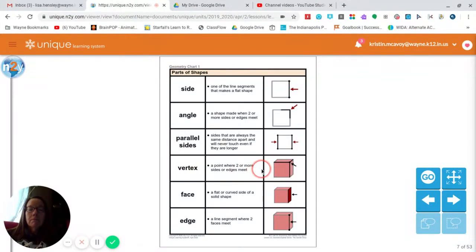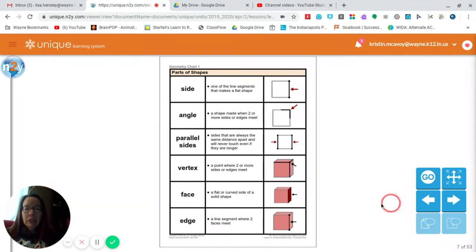So this is the first one you need. And remember, the questions are going to ask us about vertex, which is the point where two sides or edges meet. So that's like this pointy edge right here. Okay? So if we were talking about this on this book, it would be this part right here, this pointy edge on the book, or like a corner. Okay, face is the flat or curved shape part of a solid shape. So this is the face. This is a face. This is a face of a shape.